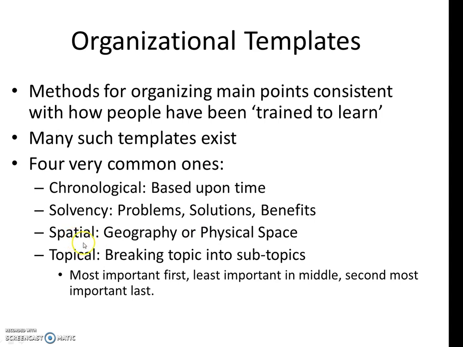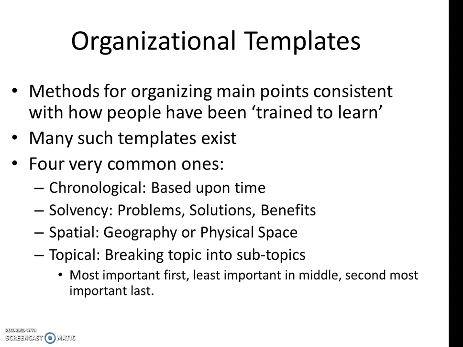Number 3 is spatial. Spatial organizes your main points based upon geography or physical space. So for example, if you're giving a speech about the state of Oregon, you could talk about the rural east, the mountainous center, and the urban and suburban west. Or if you're giving a speech about the Disneyland theme park, you could talk about the different sections of the theme park. If you're giving a speech about a computer motherboard, you could talk about the different parts of the motherboard. You get the idea.